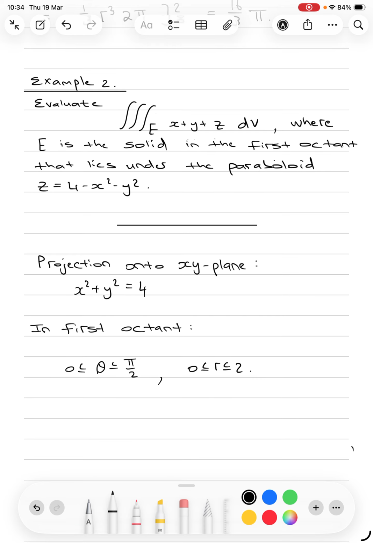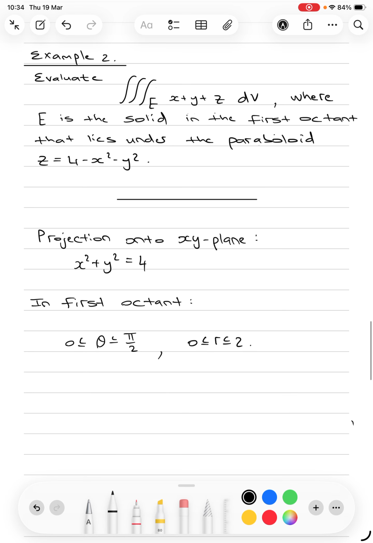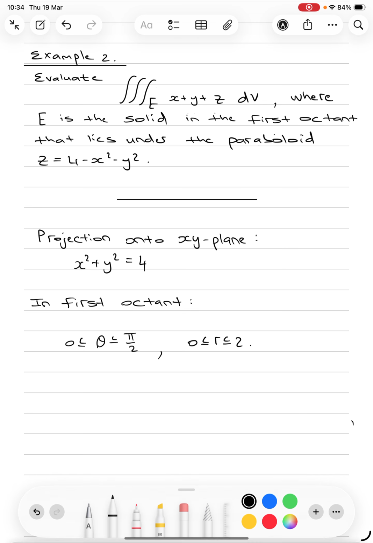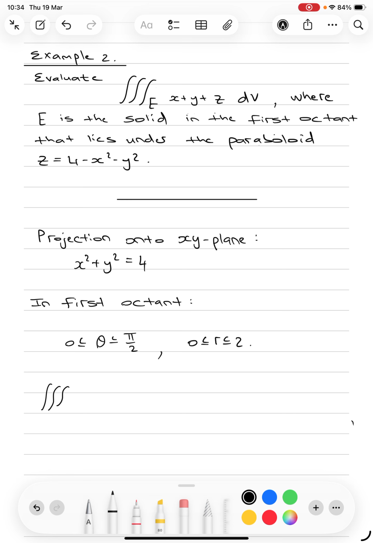Right, and then we should think about z. So the solid that lies, E is the solid in the first octant that lies under the paraboloid. So z is restricted by the paraboloid. The highest it can go is the paraboloid, and the smallest it can be is 0, because we are staying within the first octant. Right, which means we can express the integral now.